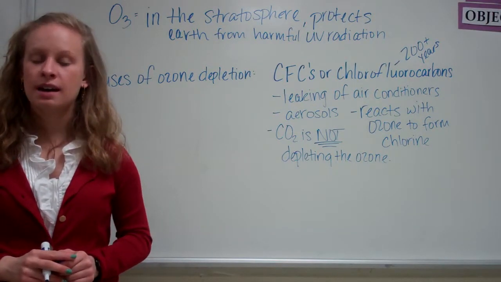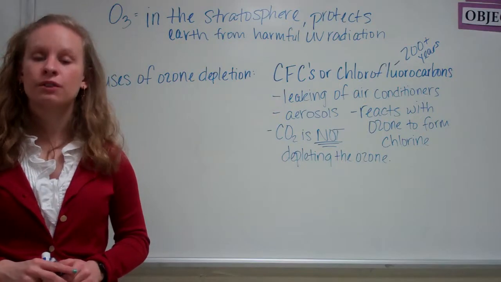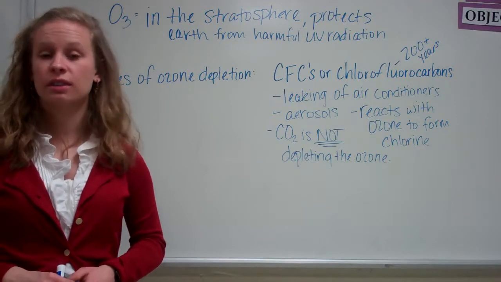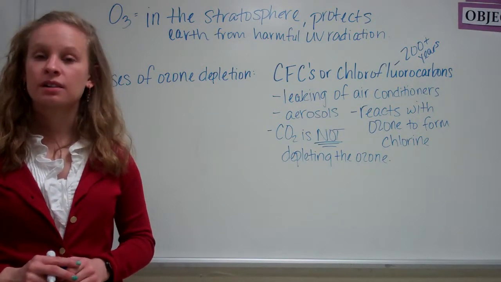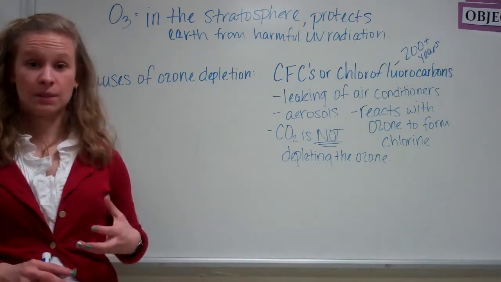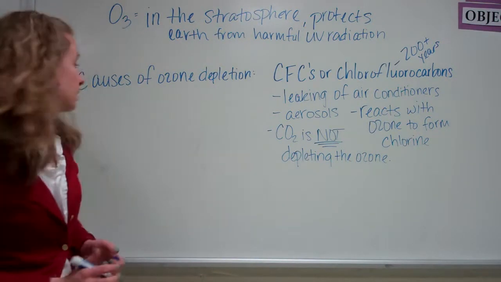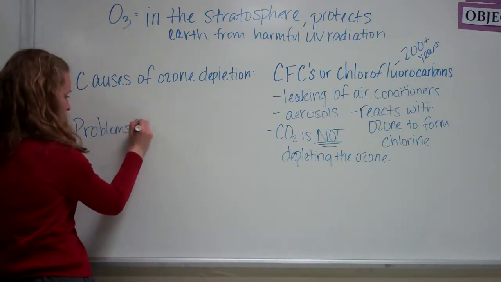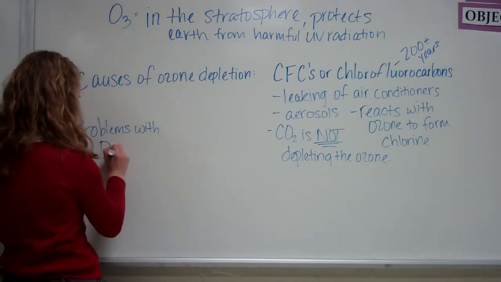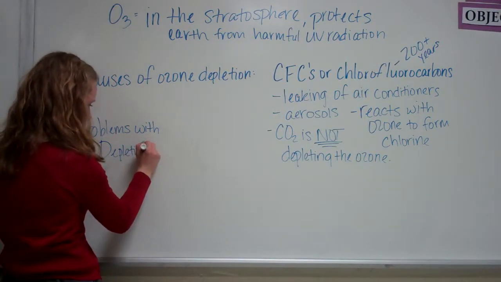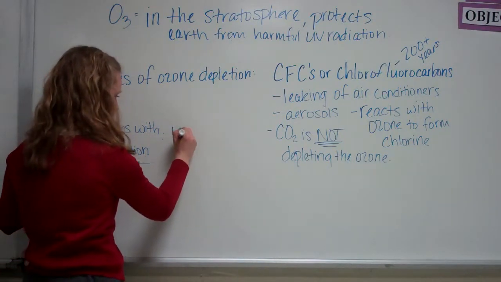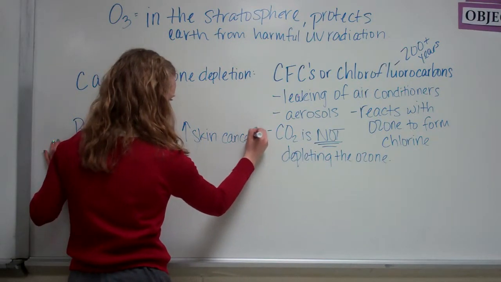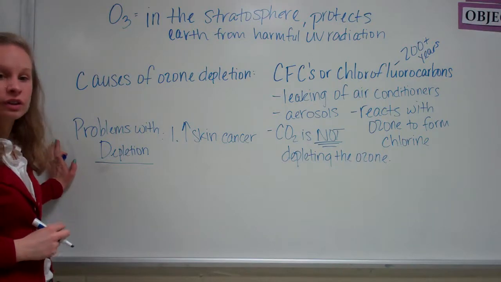Some of the problems we have as a result of our ozone depletion, the first one is that there's an increase in skin cancer. If we don't have an ozone layer or we have holes in it or it's thinning, the ultraviolet radiation that we are normally protected against can now get into our atmosphere and the surface of the Earth. So we're going to have an increase in skin cancer.